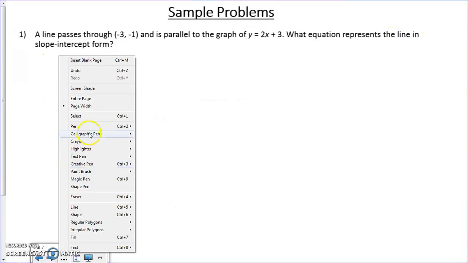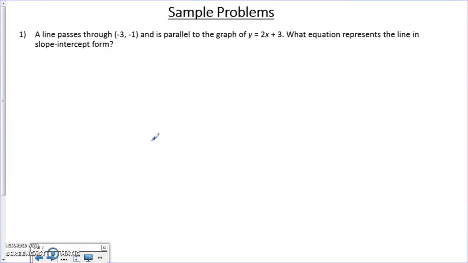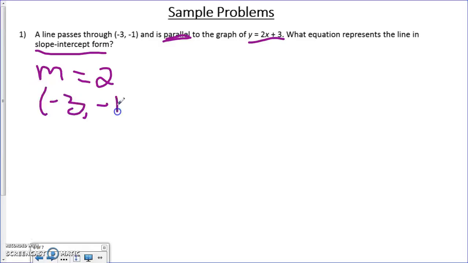Okay, let's do a couple practice problems here. So number 1, a line passes through (-3, -1) and is parallel to the graph of y equals 2x plus 3. What equation represents the line in slope-intercept form? So parallel, this one's easy, same slope. Y equals 2x plus 3 is already in slope-intercept form, so the slope is going to be 2. Same slope, parallel lines. The point is (-3, -1).